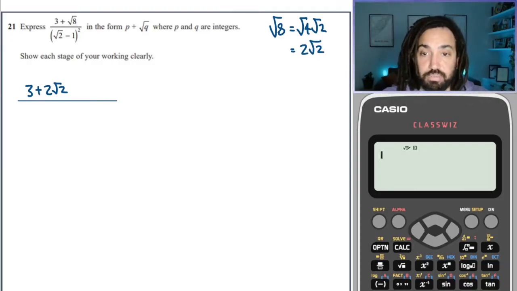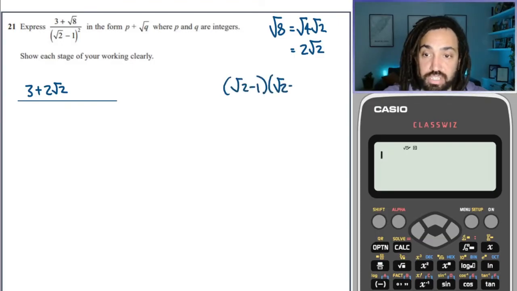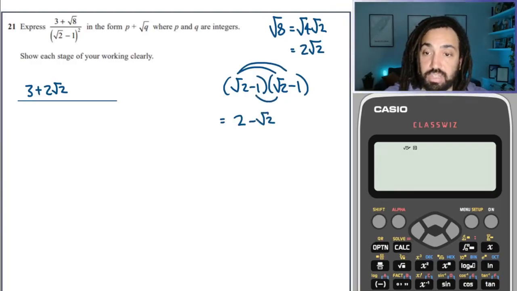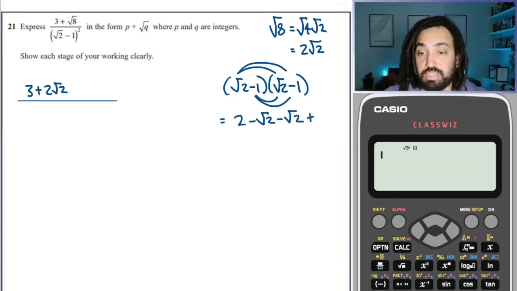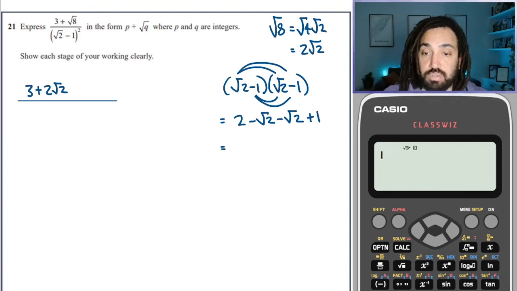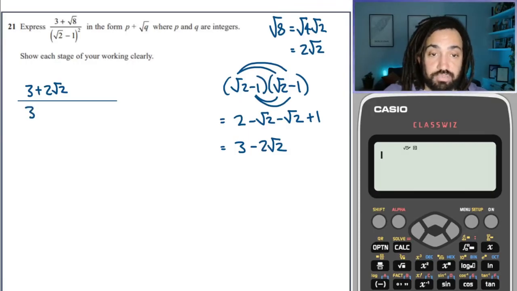Okay, so we can also do this little bracket here on the side of our page, and let's multiply this square bracket out. So we get root 2 times root 2 is 2. That's minus root 2. That's also minus root 2. And this is minus 1 times minus 1 is plus 1. So 2 plus 1 is 3, and minus root 2 is minus 2 root 2. So we get 3 minus 2 root 2 on the bottom.